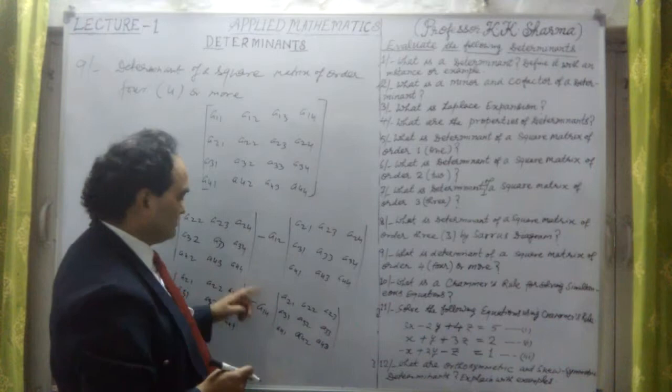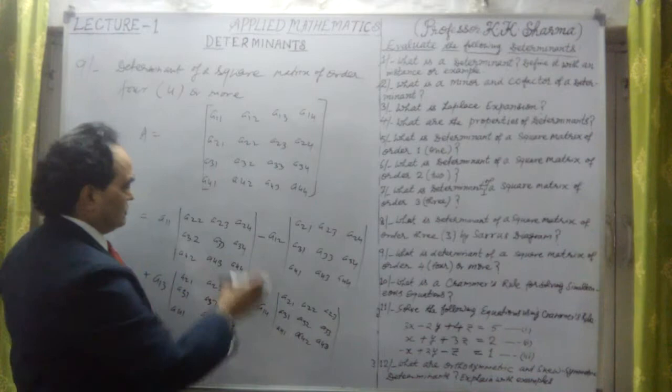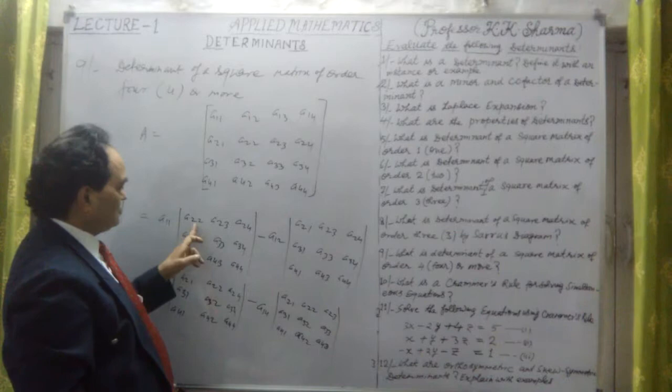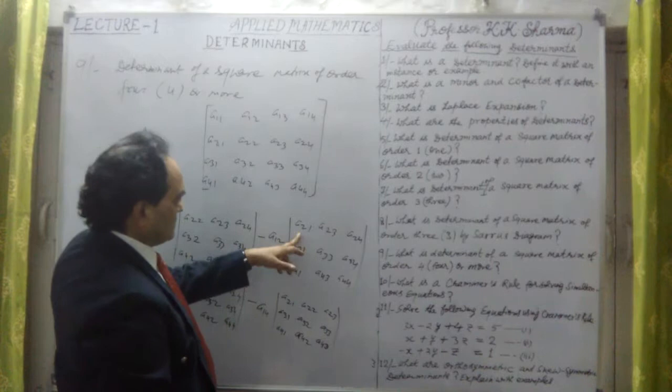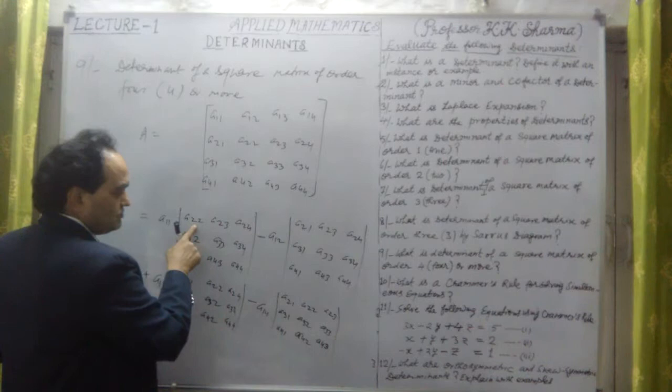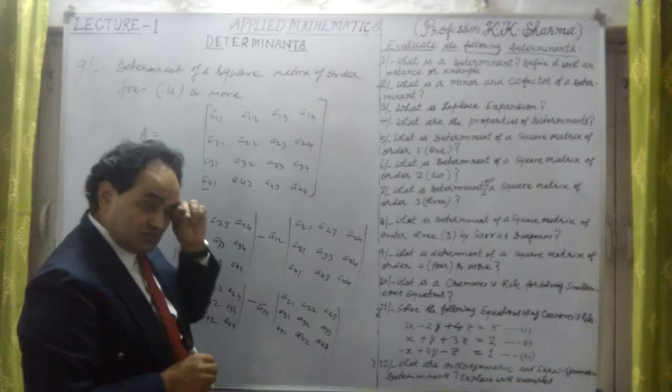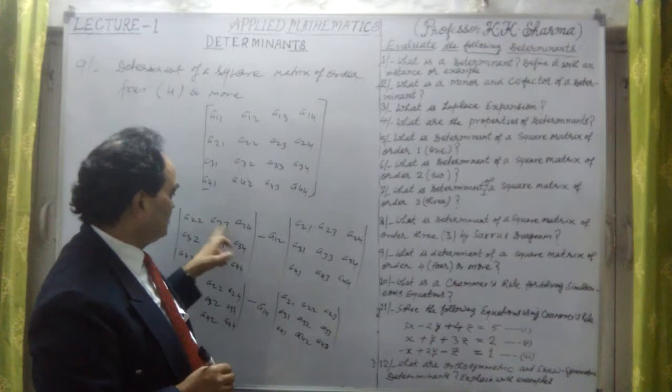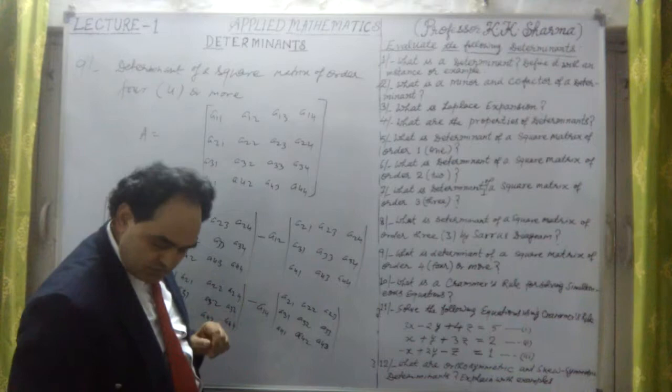Again, this will be calculated by considering this A11 into A22 into this cofactor. Again, this will be multiplied with this A12 into this A21. This will be calculated by expanding with the help of the first row. The first row will have three elements, so it is written in three terms here. This is how we calculate this value.